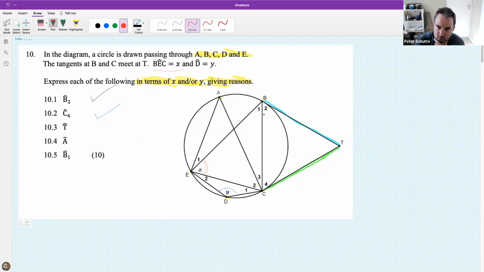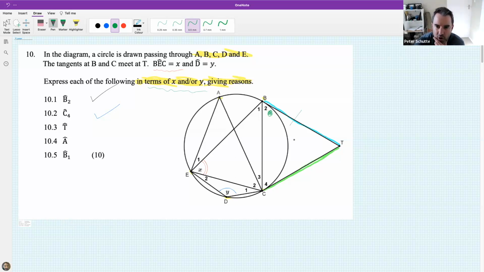What is B2? So B2 is up here, and we have to find what this is in terms of this angle over here, which is X. Or in terms of Y. Either of those things are fine, because it says in terms of using X and Y. So what I was thinking is, what theorems are involved here? What do we have that we can use?